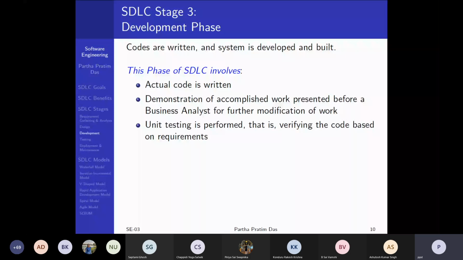In this phase, you write the actual code, and you demonstrate the work, typically before business analysts. Companies typically have business analysts who are not supposed to know enough of development, but they understand the business. So they are your internal customers. They will tell you whether your development is going right, and will ask for modifications to the work. And along with this, you do unit testing. Again, you will recall that in assignment 3, I talked about unit testing.